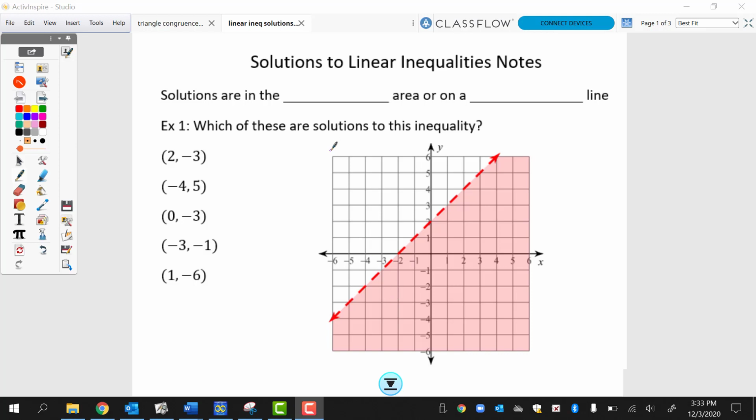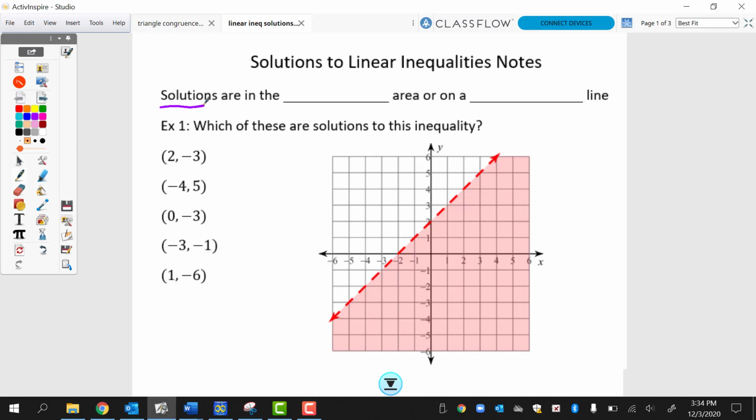All right, so the next part is, now that we know how to graph a linear inequality, we have to talk about what a solution is. Because usually when we just graph a regular line, the solution is only on the line, but now it could be on the line or in the shaded part.